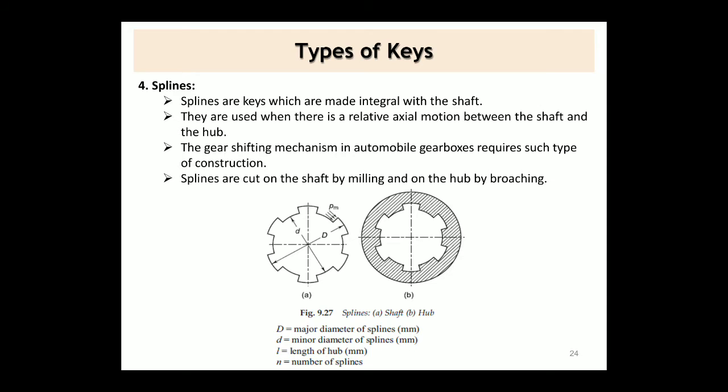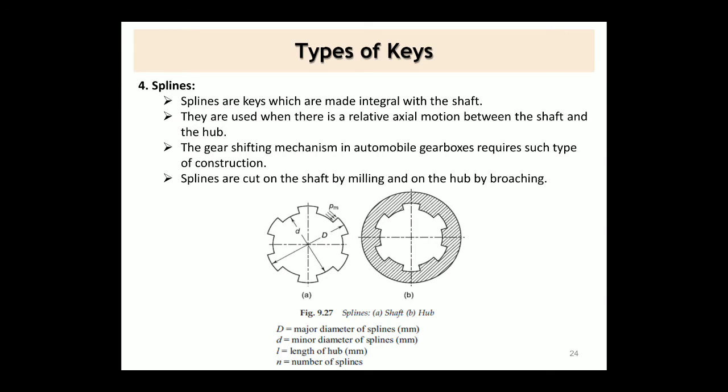So here in the figure we can see the spline, with figure A showing the shaft and figure B showing the hub. Capital D is the major diameter of the spline in mm, while small d is the minor diameter of the spline. Here L is the length of the hub in mm and N is the number of splines.